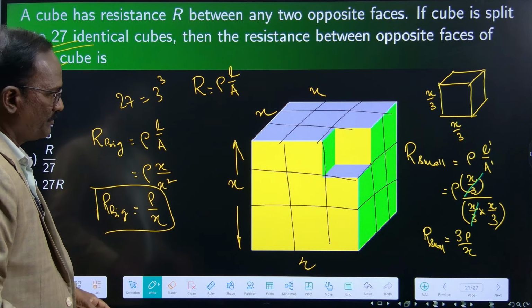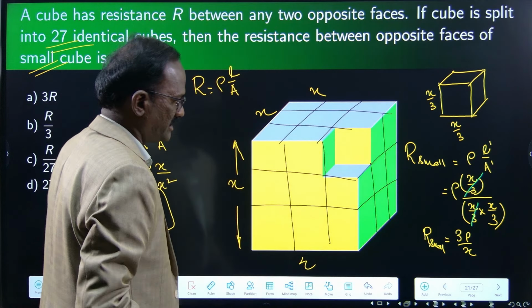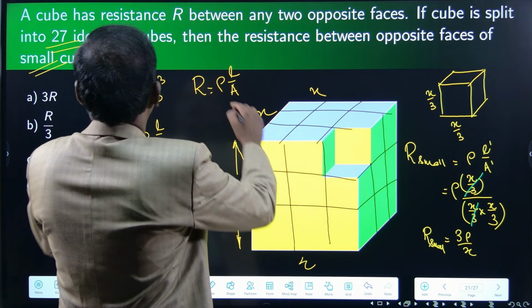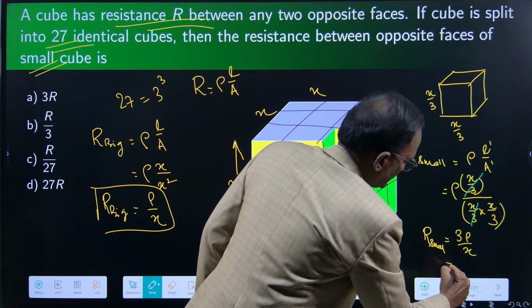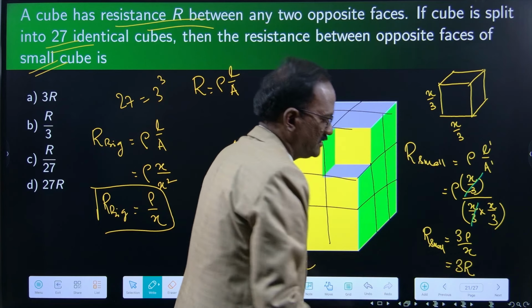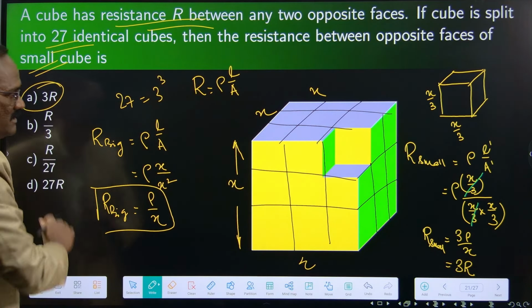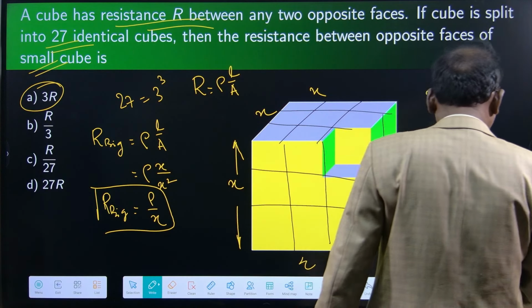R big is rho by x, right? So if we relate them, R small is equal to 3 times R big. R big is R. So this will be 3 rho by x is 3R. 3 times it is increasing. Option A is correct. So only the dimensions, how the length is changing and how the area is changing.